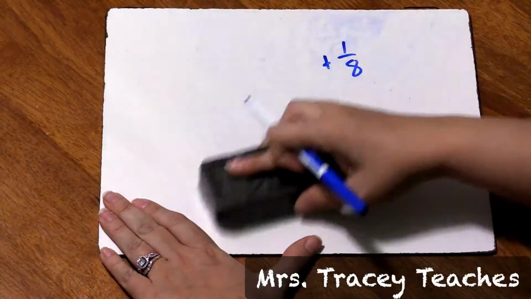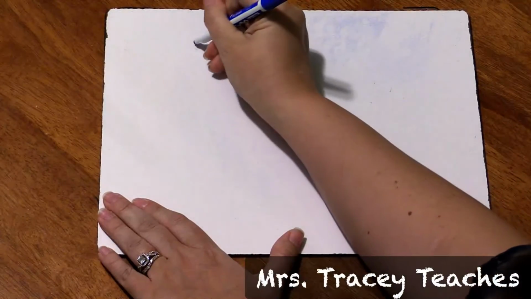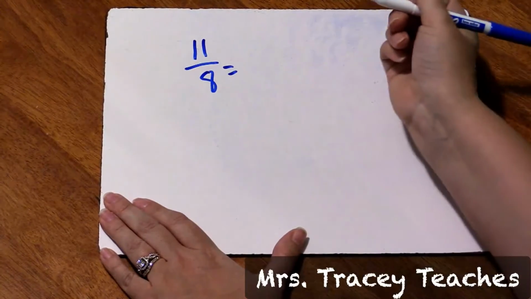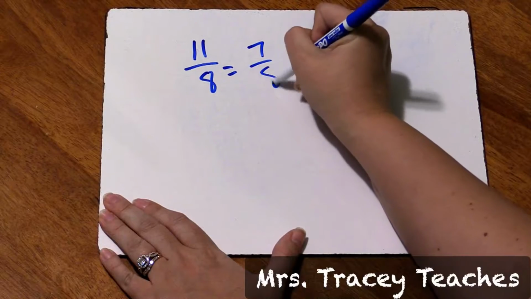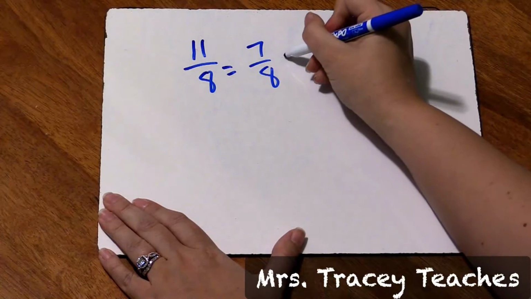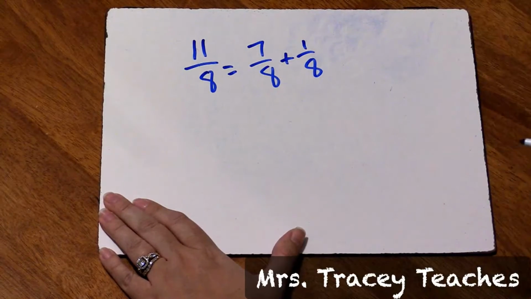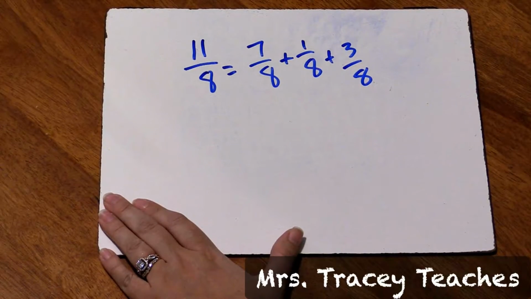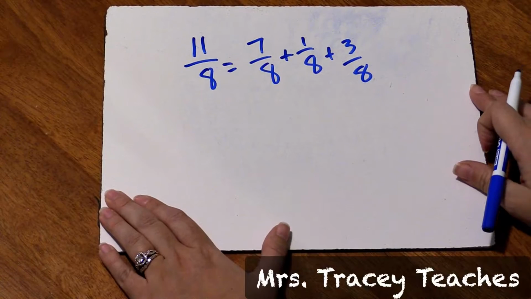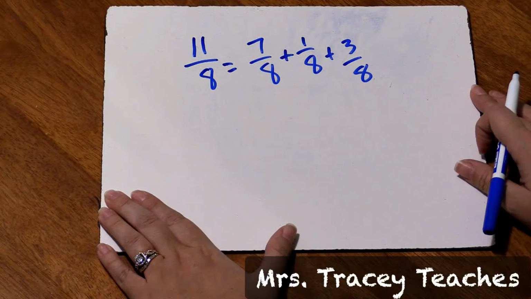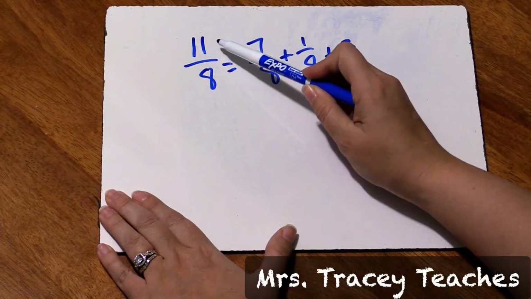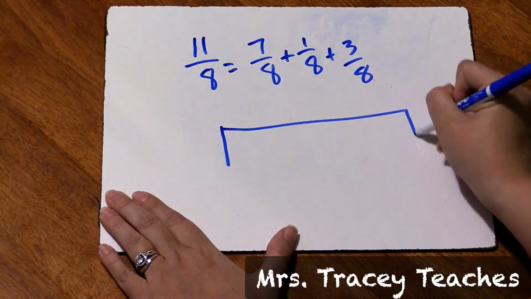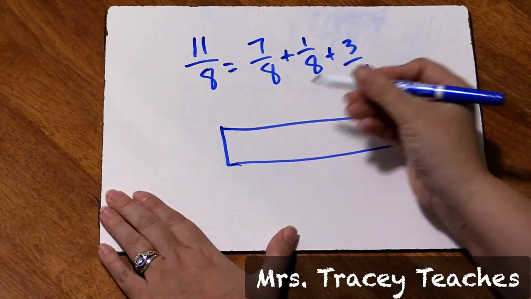The last equation we are going to do is an improper fraction. So I have 11/8 equals 7/8 plus 1/8 plus 3/8. So with the improper fraction, you are going to draw as many boxes as the numerator instead of the denominator. So we're going to draw 11 boxes. So that means 10 lines.